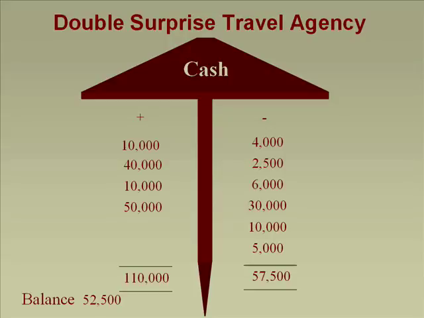So the company received $110,000. They paid 57,500. Which is heavier? Is it the left or the right? They got more money than they paid, so the left is heavier by the difference, which is 52,500. So you'd say balance 52,500 and show it on the left.